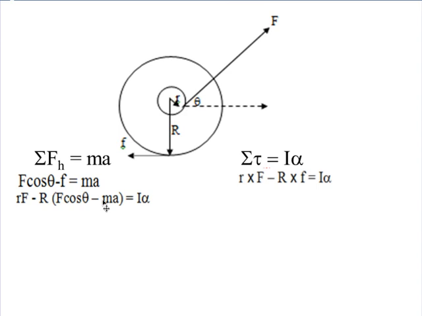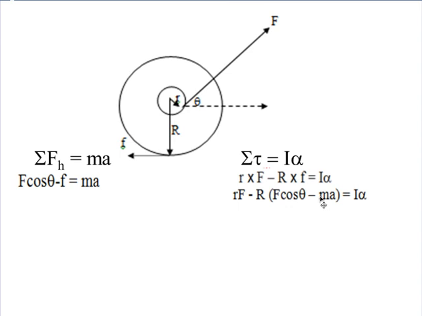I will take this fact that F cos theta minus MA is equal to friction, solving here, and I'll put that in for friction here. So I have R cross F, but I said they were at 90 degrees, and R cross this quantity F, again they were at 90 degrees, is equal to that.